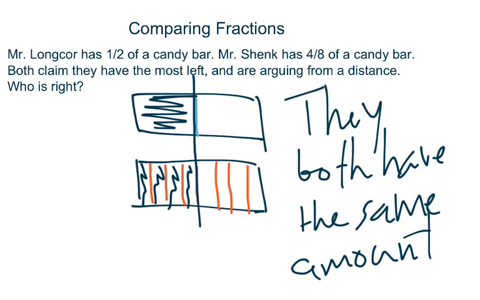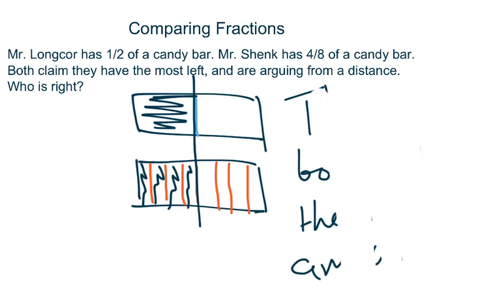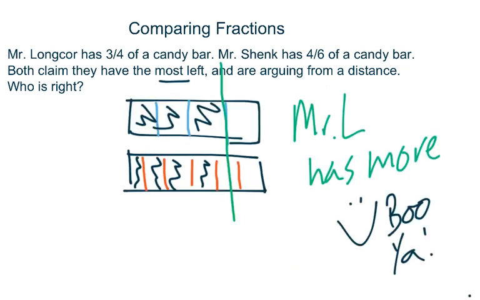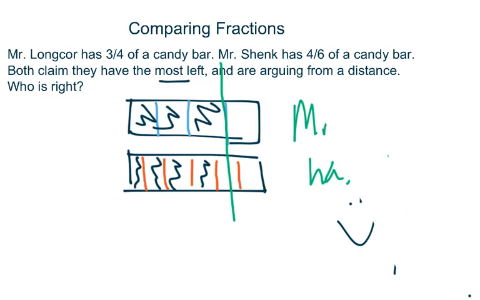Now, let's just do one more hypothetical here. What if, in the directions it didn't say, both claim they have the most left? No, this isn't a good problem for that. Let's go back one. What if, yeah, so I just did some editing, so this probably didn't transition well at all, and that's okay.